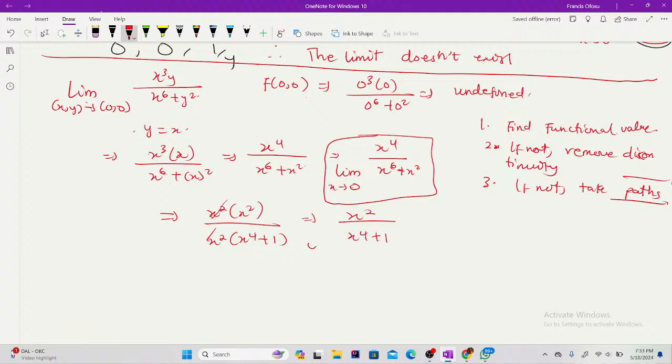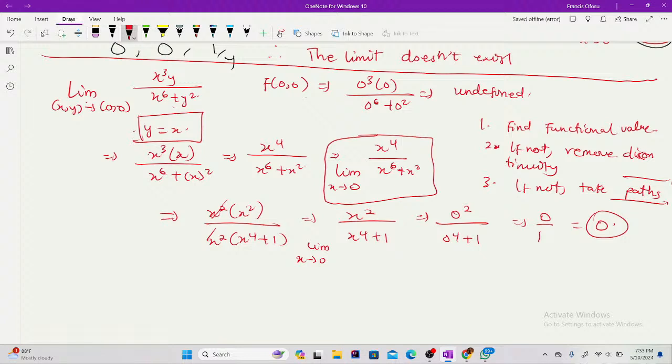Then I find the limit as x approaches 0. Wherever I see x I put 0. So I have 0 squared over 0 to the power 4 plus 1. This gives me 0 over 1, and it's obviously 0. So when I took the path y equals x, this is the path I took, and I had my limit value to be 0.